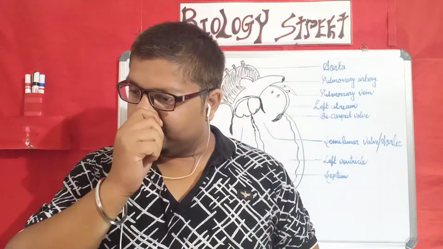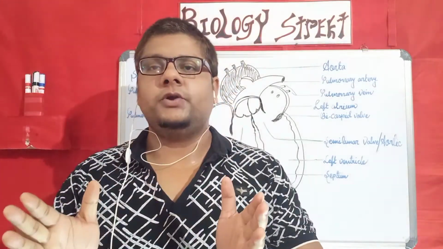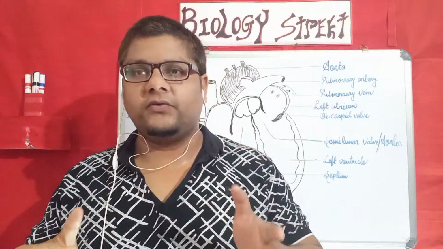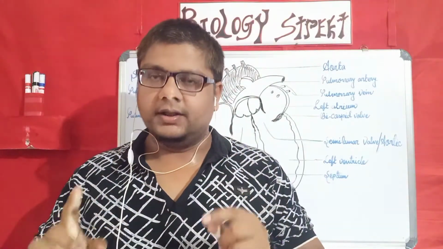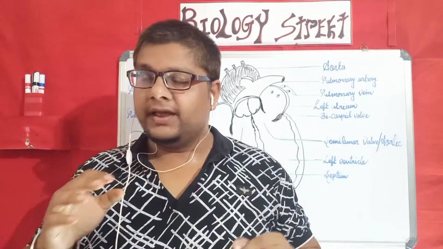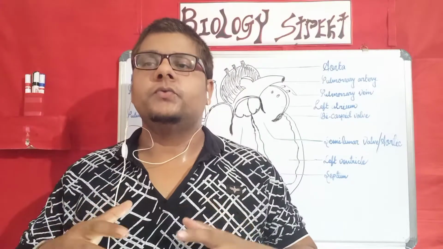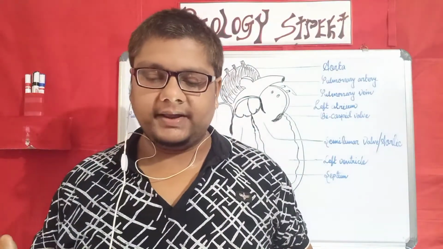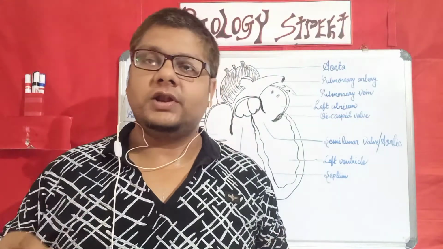So let me say the actual function of the heart is to distinguish between the purified and impurified, that is oxygenated and deoxygenated blood, number one, and it has to give a rhythmic flow to the blood to flow all over the body, and it also helps in blood circulation.